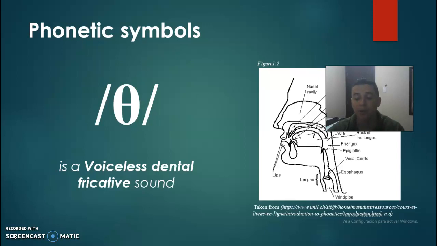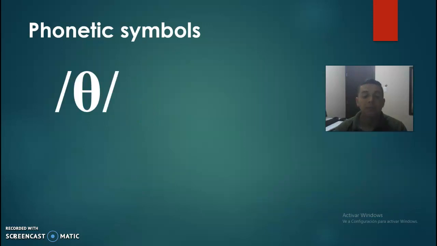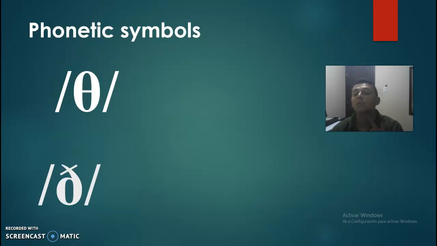If we were to vibrate the vocal cords, it would no longer be the sound θ, it would become the sound ð. Vibrate the vocal cords.